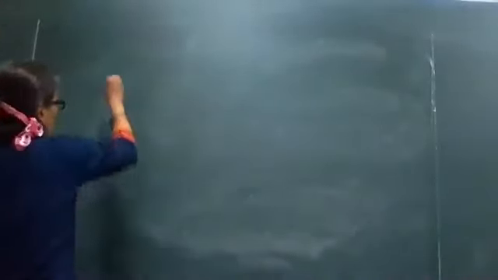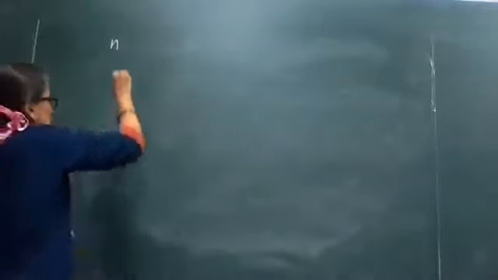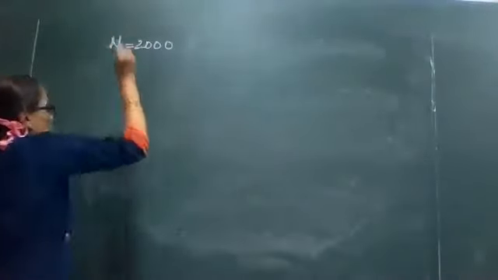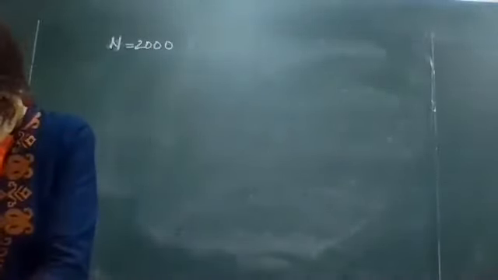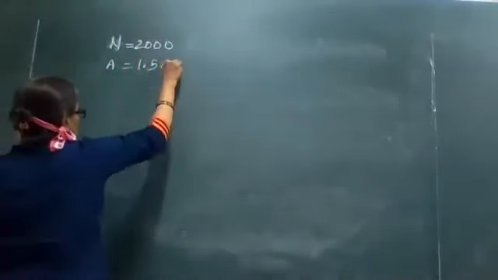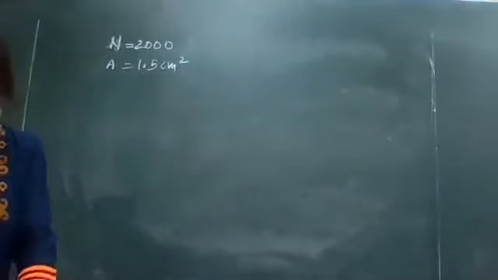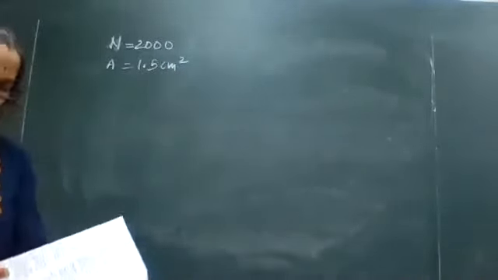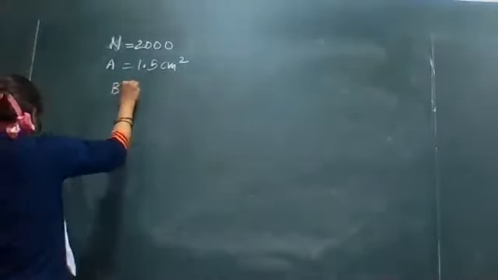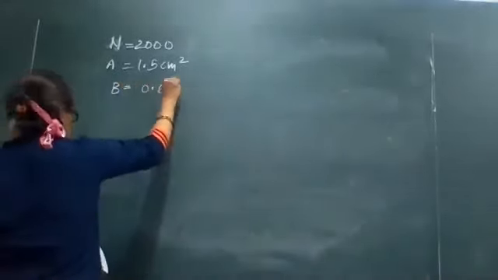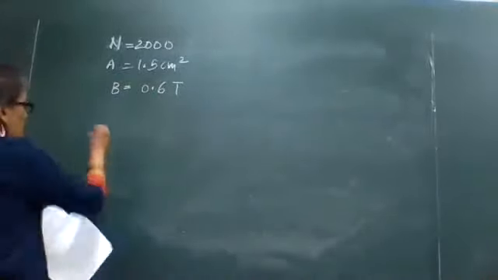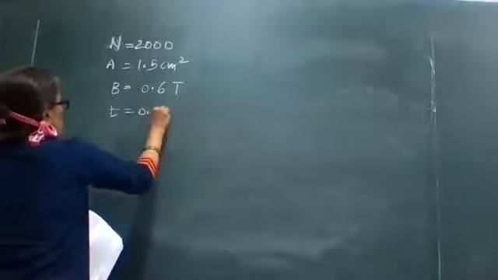Right? So now you have the given number of turns, 2000. Area A is 1.5 centimeters squared. The next quantity given is the magnetic field B, which is 0.6 Tesla. The coil is moved rapidly out of the field in a time interval of 0.2 seconds.